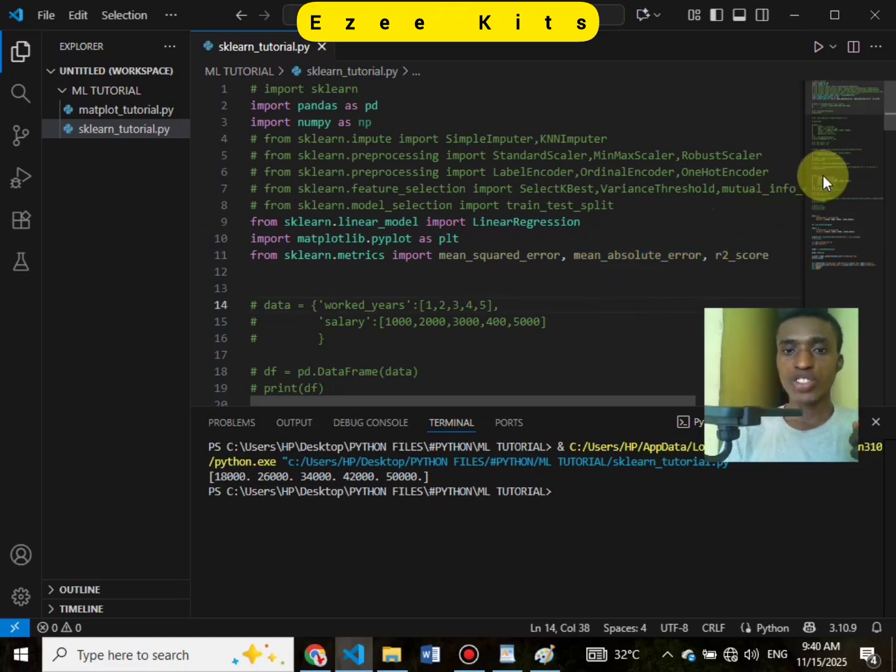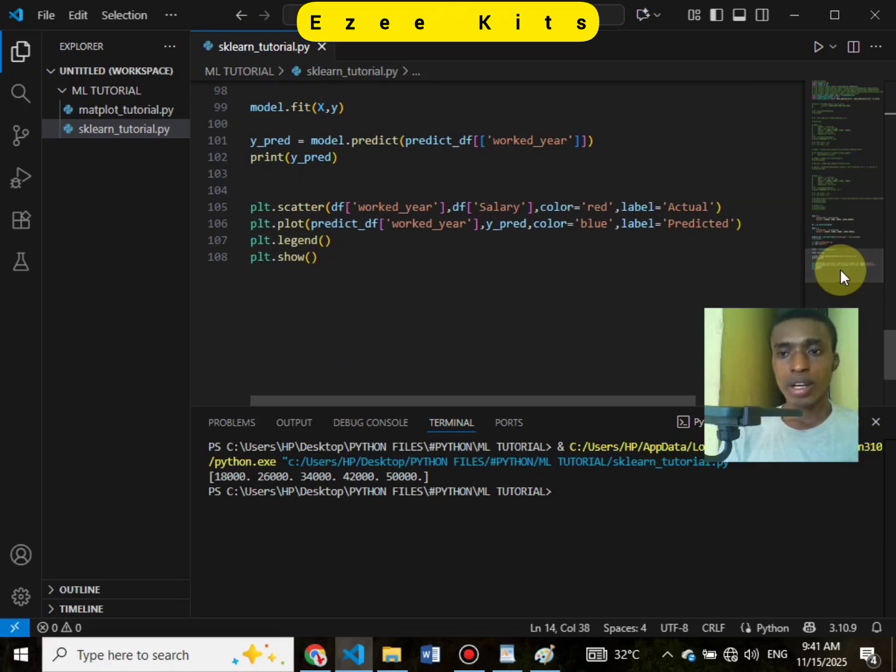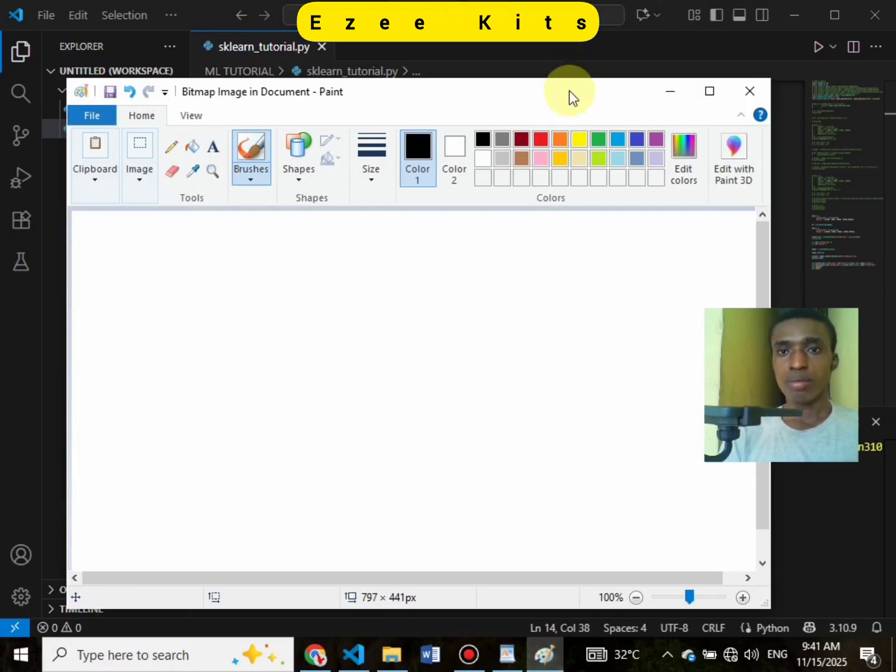But before we use the mean squared error, mean absolute error, and R2 score, we need to understand how these three work, the math behind them. It's important to know all of these. By the end of this video, you are going to understand what the mean absolute error is, what the mean squared error is, and the R2 score. I have my WordPad open, so I'm just going to make use of an example.